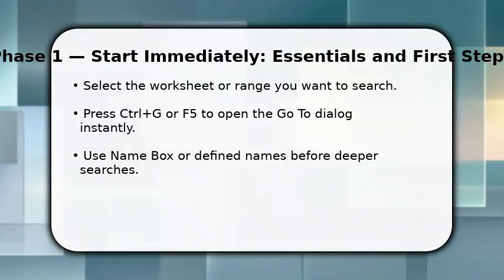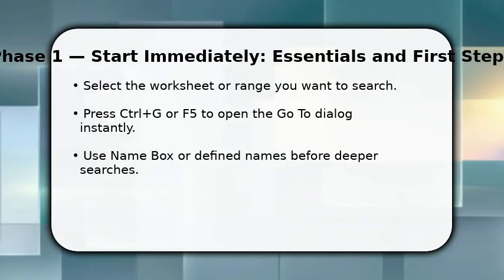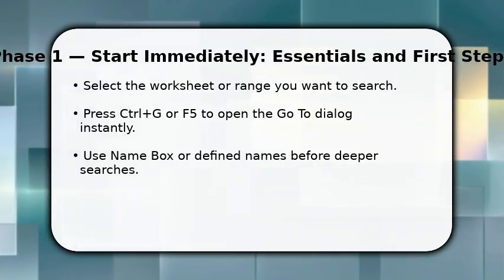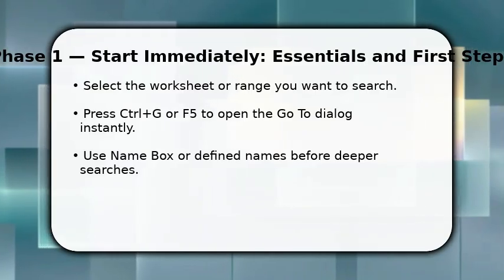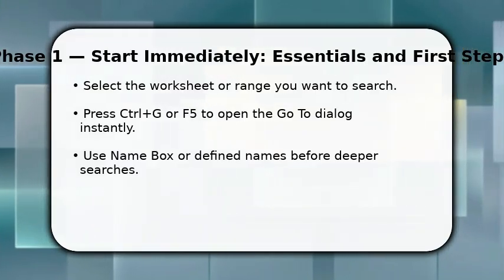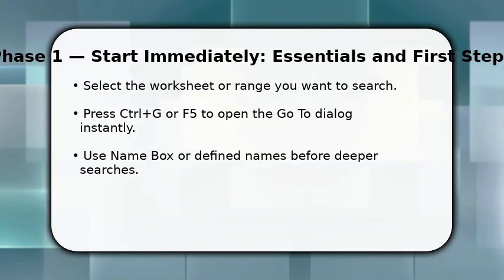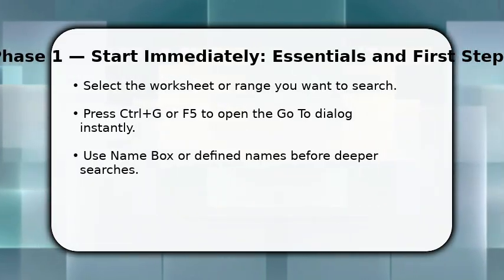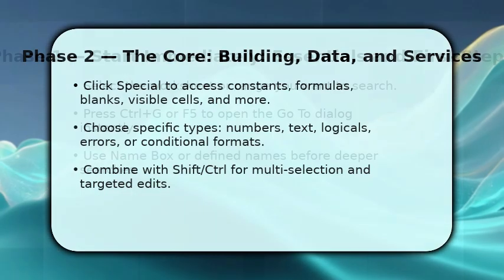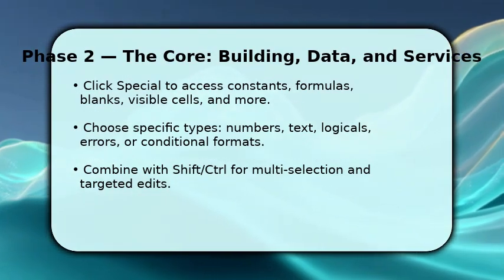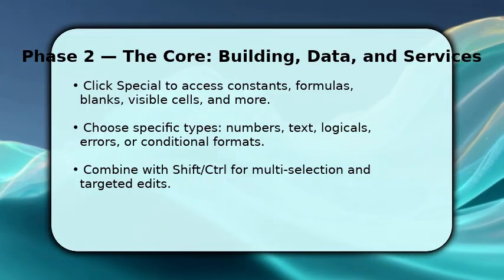Once the dialog appears, type a cell address, range, or defined name. You can also click Special to narrow the target. Make sure to use defined names for repeat tasks because they speed up access and reduce typing errors when moving around complex workbooks.